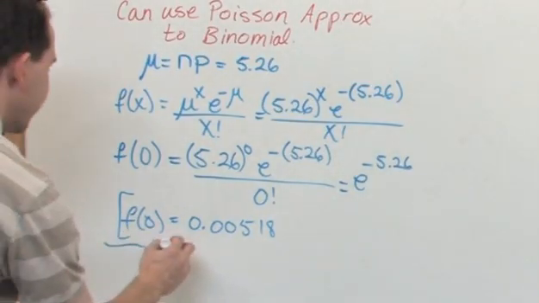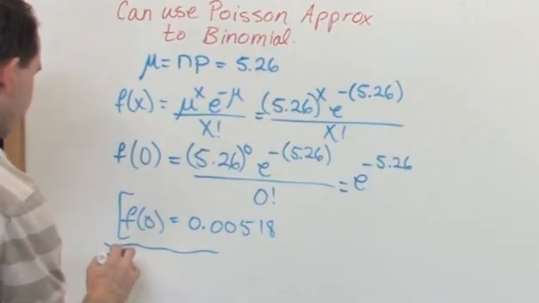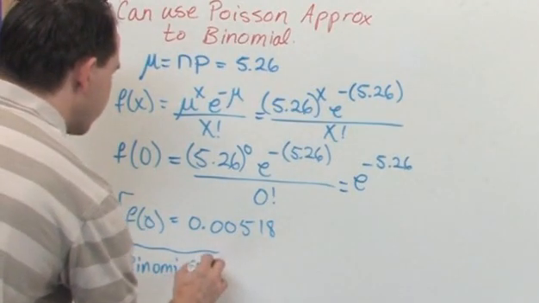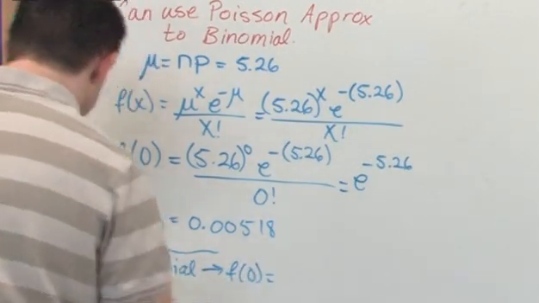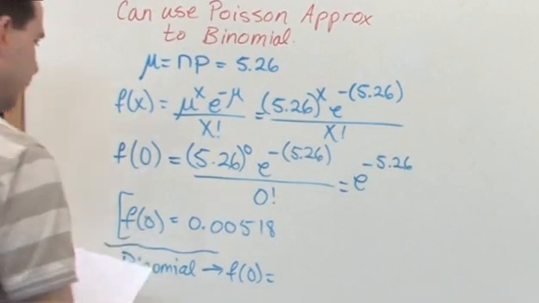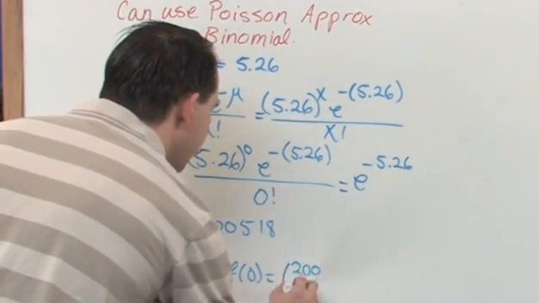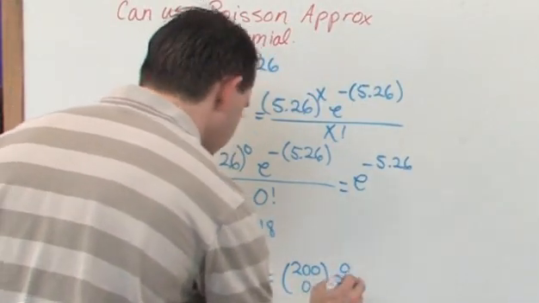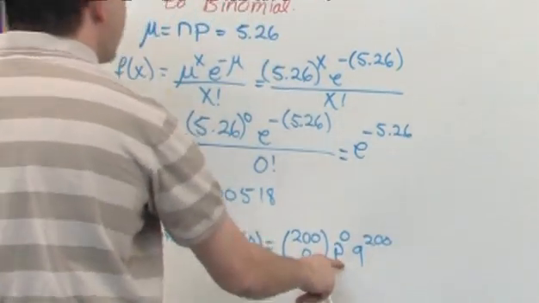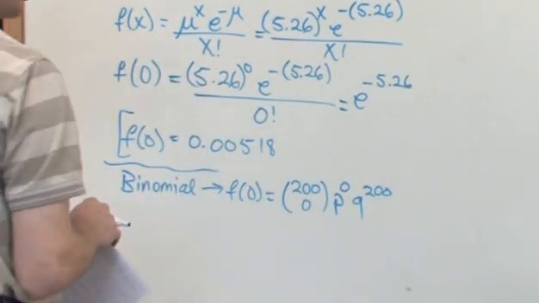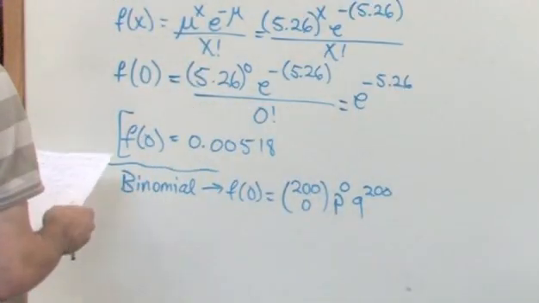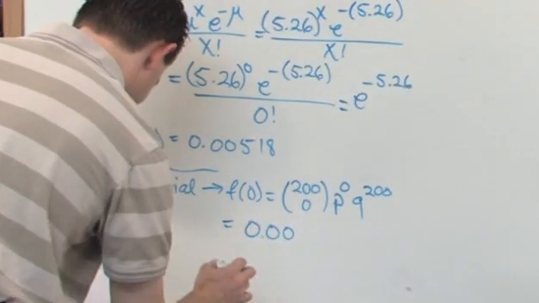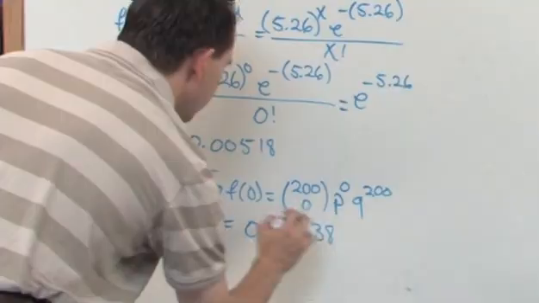Now, if you use the binomial instead of this approximation to the binomial, which is going to actually yield the actual correct result, the probability of getting 0 wins is going to be equal to 200 in combination with 0 times p to the 0 times q to the 200. So p was the 1 in 38 and q was the 37 over 38. If we put all these numbers into a real binomial distribution for this problem, what we would get is 0.00438. Okay, if we actually calculate that.